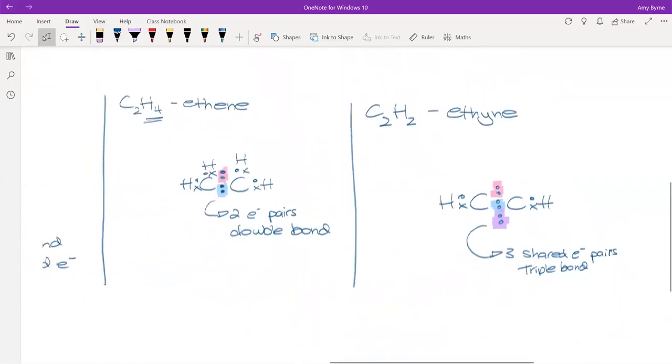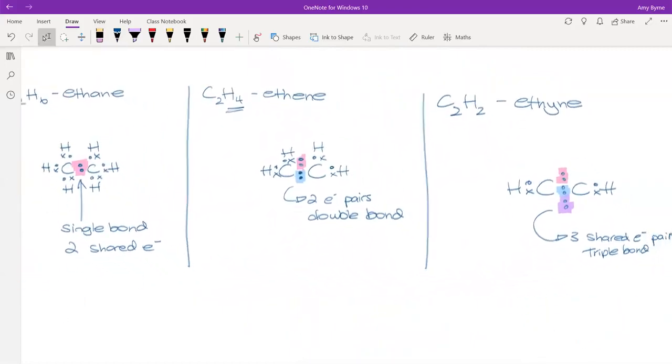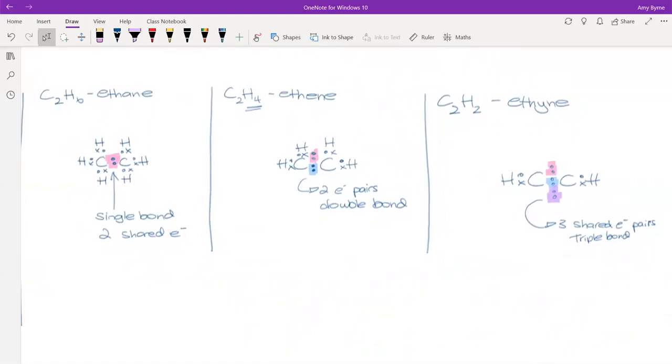Now, I cannot have a quadruple bond. Think about electrons in a similar way to how you think about magnets. When you try and put 2 north ends together, they repel. Same thing happens with my electrons. Remember, those electrons have negative charges, and that means that they repel each other. So if I try and cram a 4th pair of electrons in between those 2 atoms, there's too much repulsion and they pop apart.